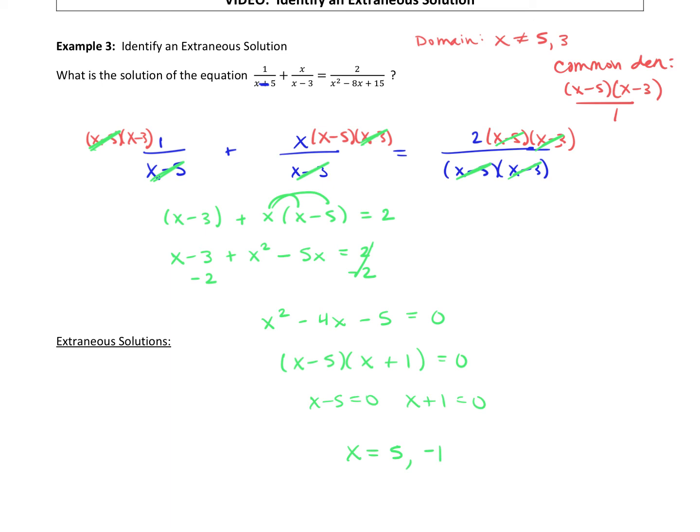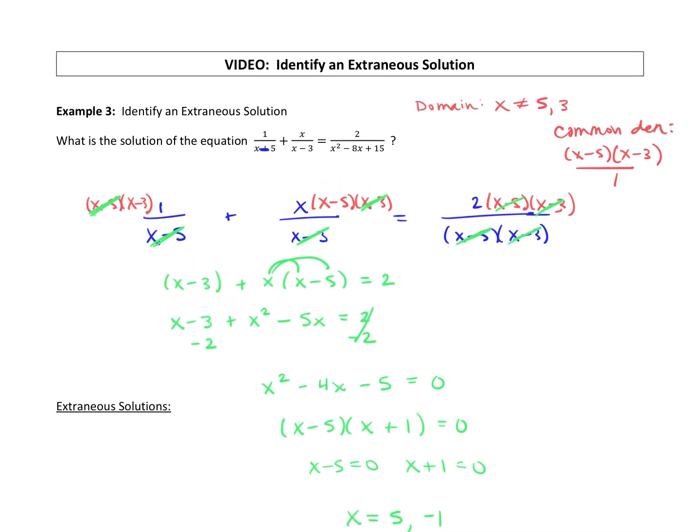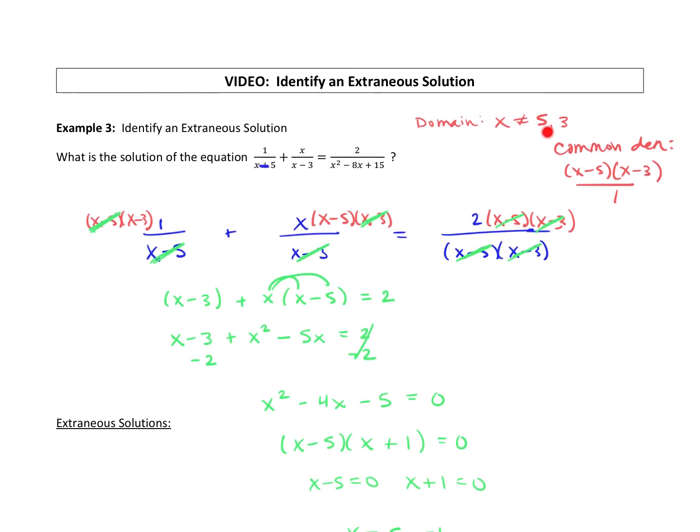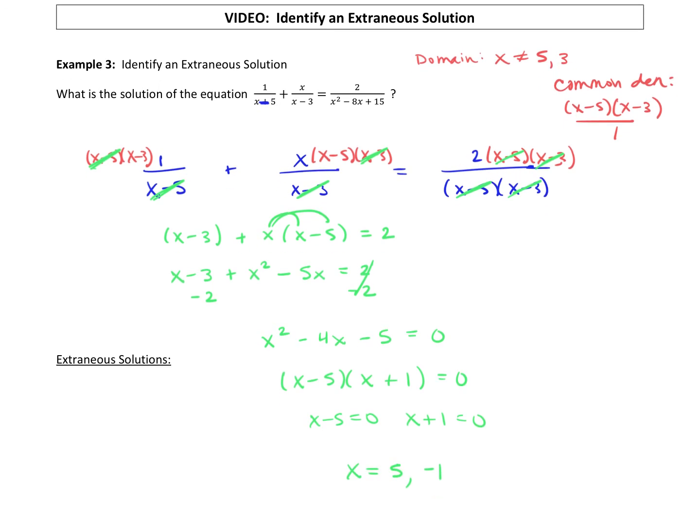Okay, so let's bring up this idea of an extraneous solution. If you notice, we have two solutions for x, but in the very beginning, we said that x could not be a 5 or a 3. And if you look at our solutions again, we got a 5 for a solution, x equals 5. So if you go back to the original equation, what happens if you plug in a 5 for this x? You get 5 minus 5, you get 0. This whole term is undefined, making the whole equation undefined.